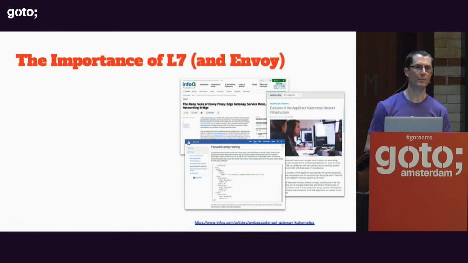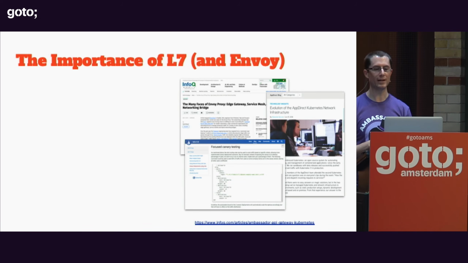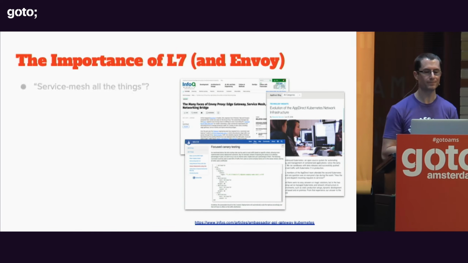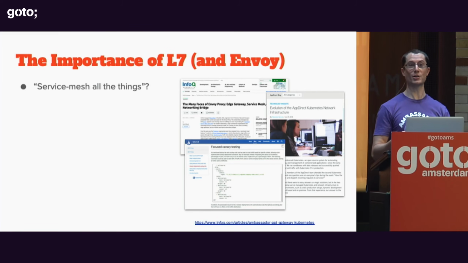So there is a very popular framework. Istio builds on top of it. It's called Envoy. It's basically just a proxy, like Nginx, like HAProxy. Envoy is very popular at the moment in the cloud space. It is kind of, at the moment, service mesh all the things.